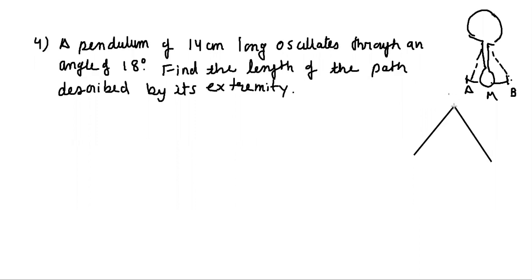This is the other extreme point, and in between it goes on like this. यहाँ से यहाँ पर वो मूव करता है, ठीक है, ऐसे है ये. और हमें ये बताया गया है कि इसके बीच का जो एंगल होता है, that is 18 डिग्री. इसके बीच का जो एंगल है वो 18, थीटा मुझे मिल गया, 18 डिग्री है. Find the length of the path described, और हमको रेडियस भी दिया गया है.